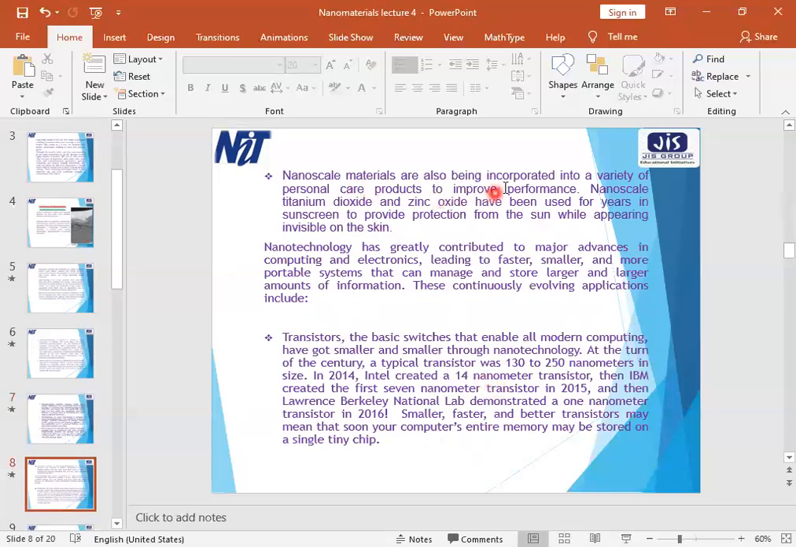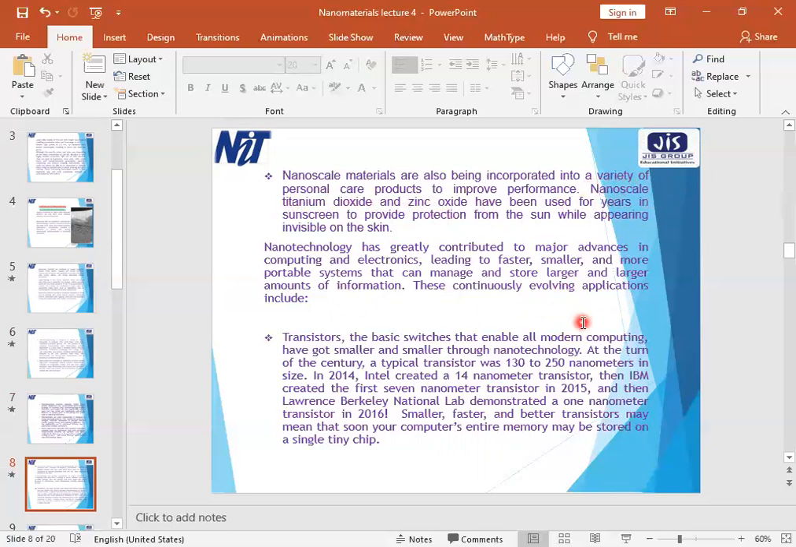Nanoscale materials are also being incorporated in a variety of personal care products to improve performance. Titanium dioxide and zinc oxide have been used for years in sunscreen to provide protection from the sun. While you are going outside, if you want that your skin should not get sunburn, then use this titanium dioxide and zinc oxide at the nanoscale. Creams are available that will protect your skin.